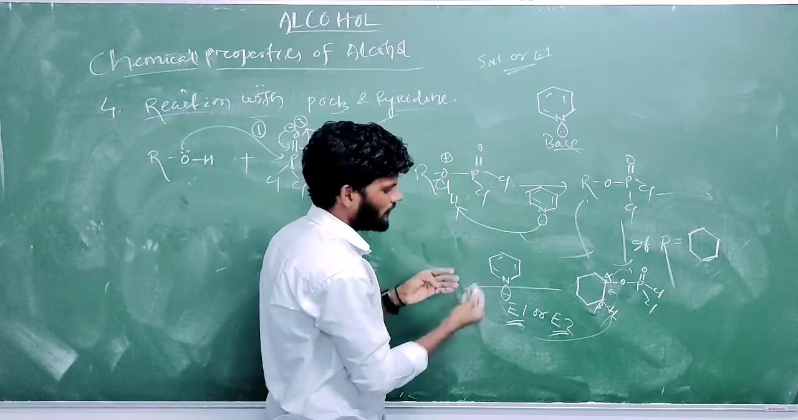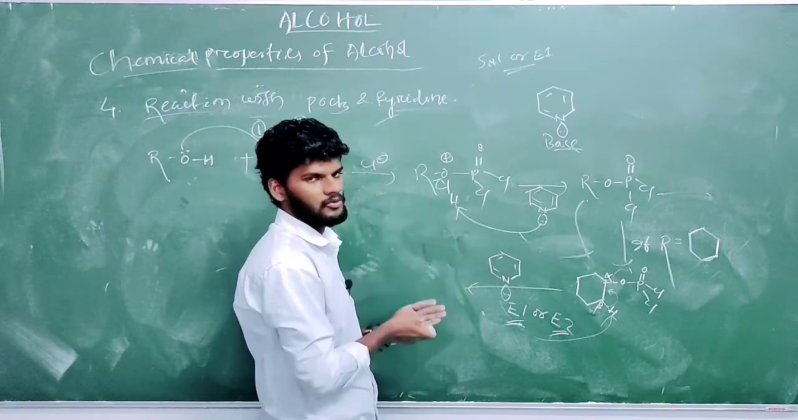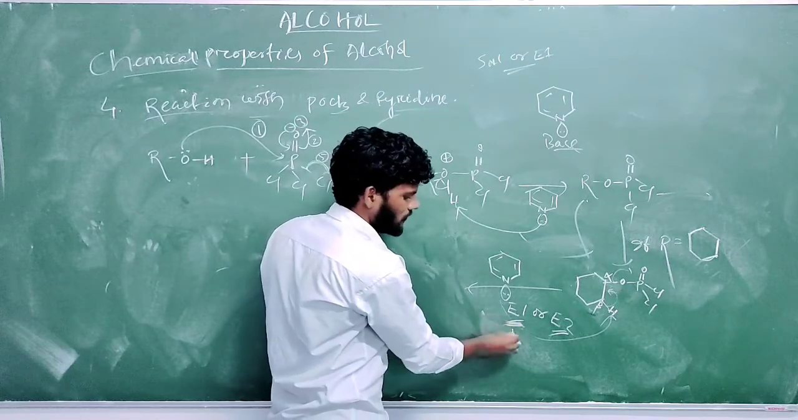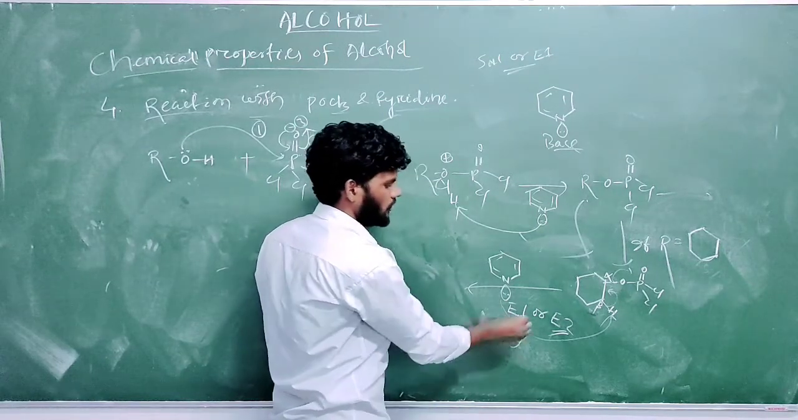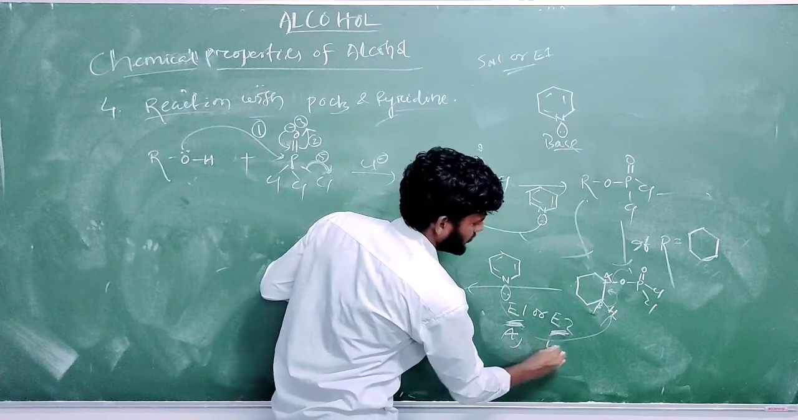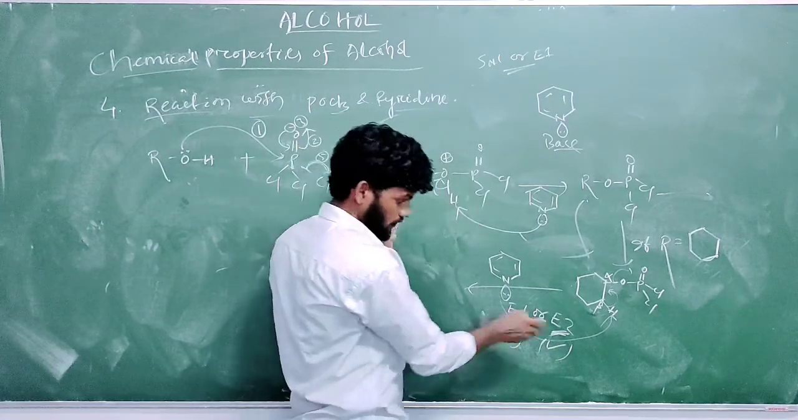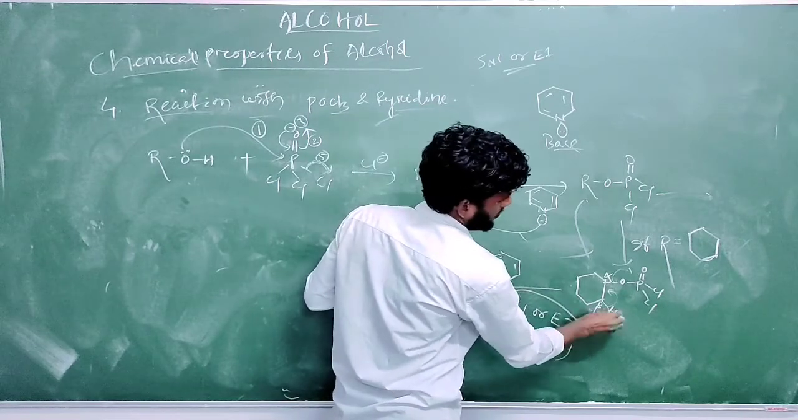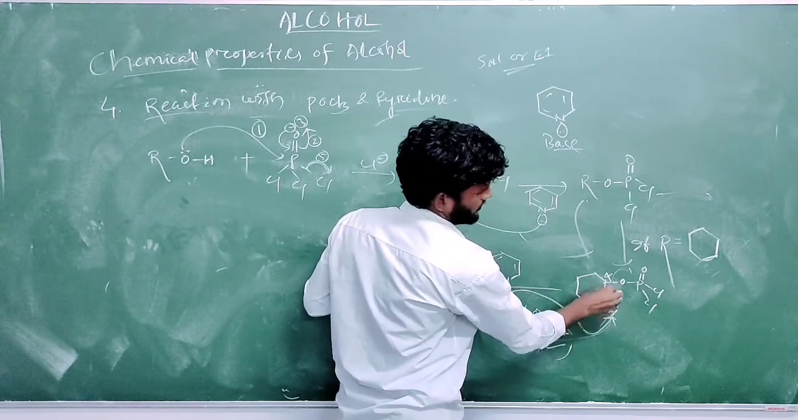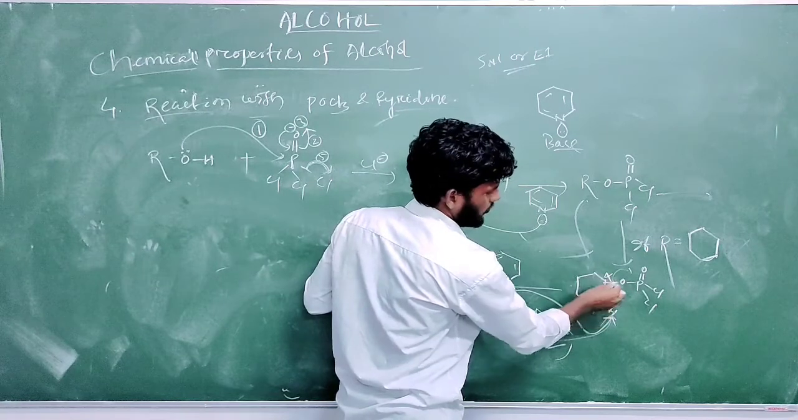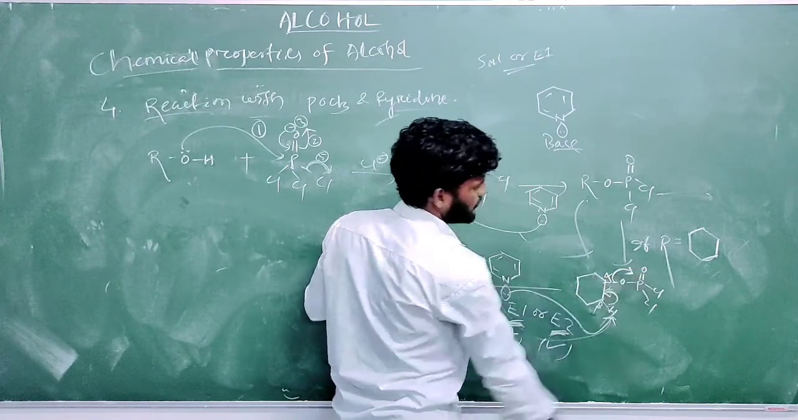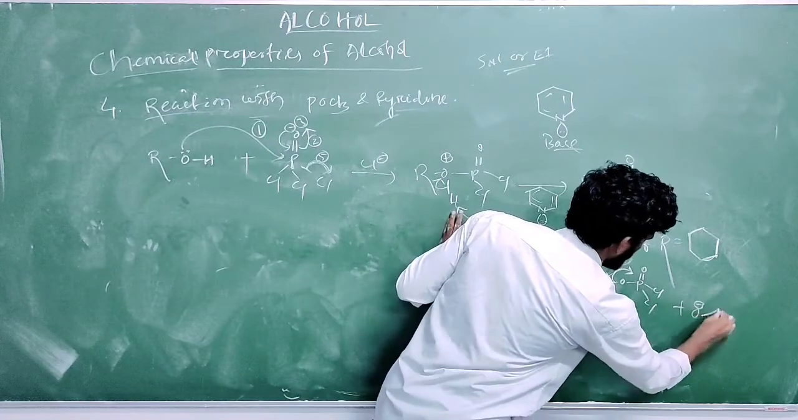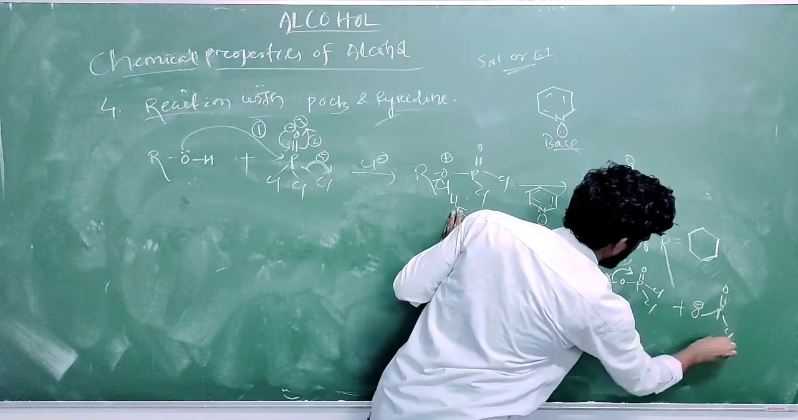So what will happen if it is not a good leaving group? In the first step the leaving group does not release, so E1 reaction is not possible here. What will be the possible reaction? E2. In E2, what will happen? The oxygen lone pair will take this hydrogen. This bond moves to form a C double bond, and this leaves as a leaving group, OPCl2, O minus, P double bond Cl.